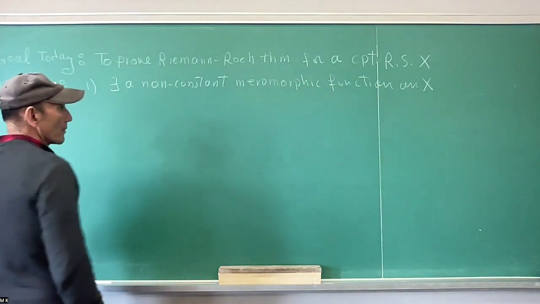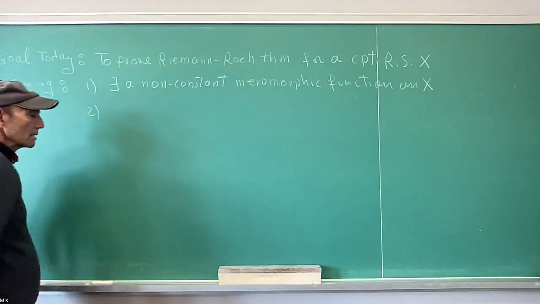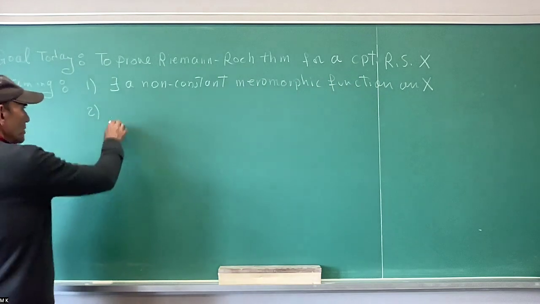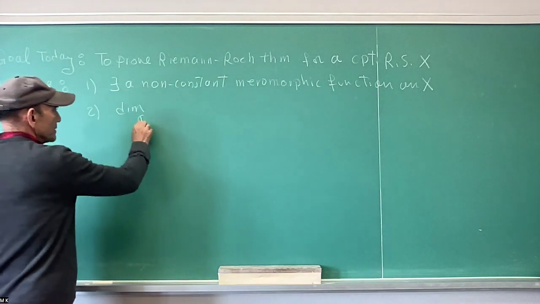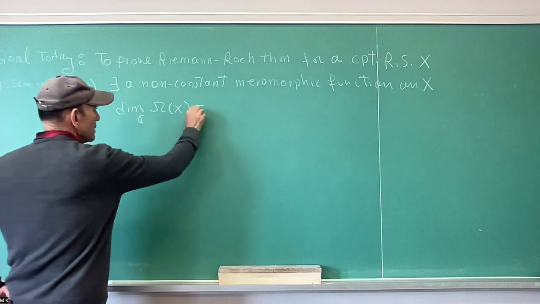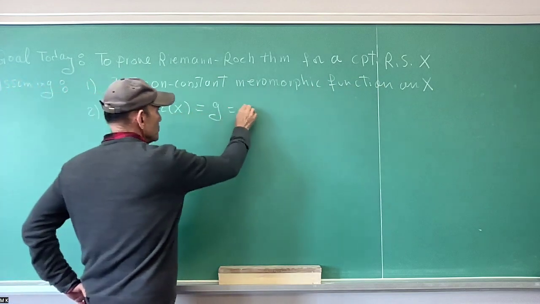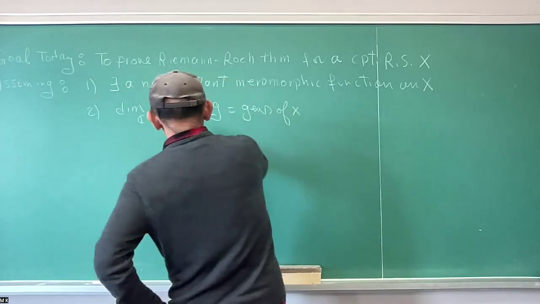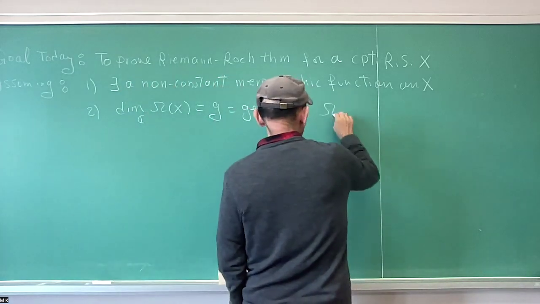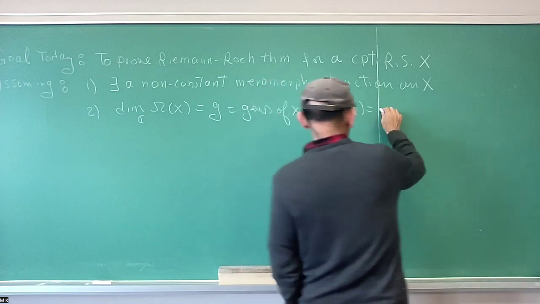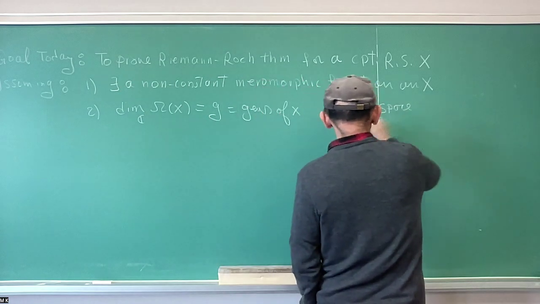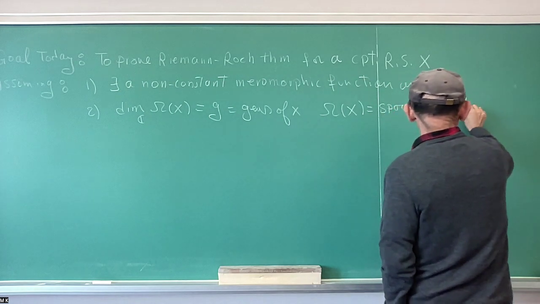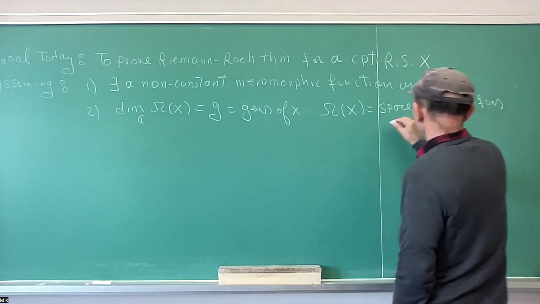And second is that the dimension of the space of holomorphic one-forms is the genus. The dimension over C of omega X is equal to g, the genus of X. And this notation I don't use very often, but omega of X is the vector space over C of holomorphic one-forms on X.